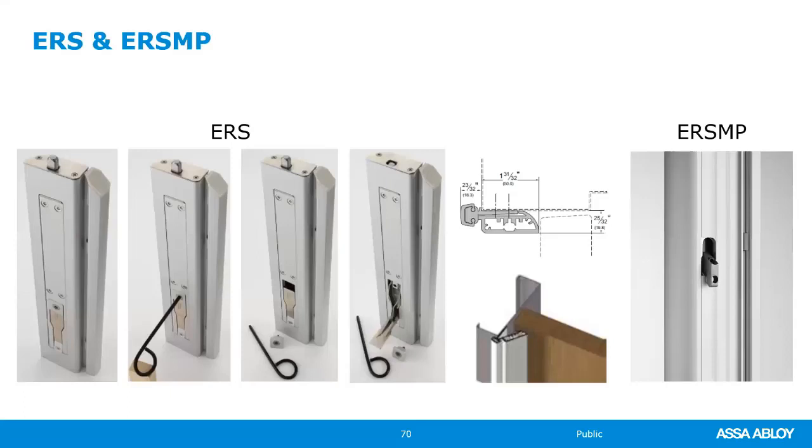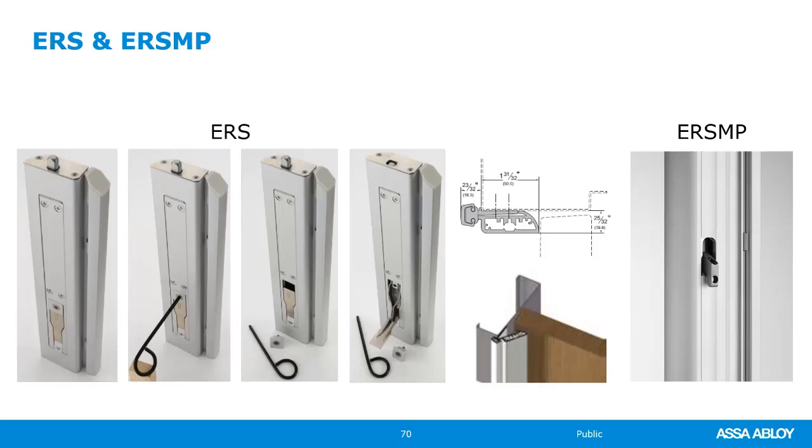Now, the emergency release stop is designed so that you have a single point and a double point stop that will lock in the top of the frame, and you have one that will lock in the top and bottom of the frame. We're going to see how these work.